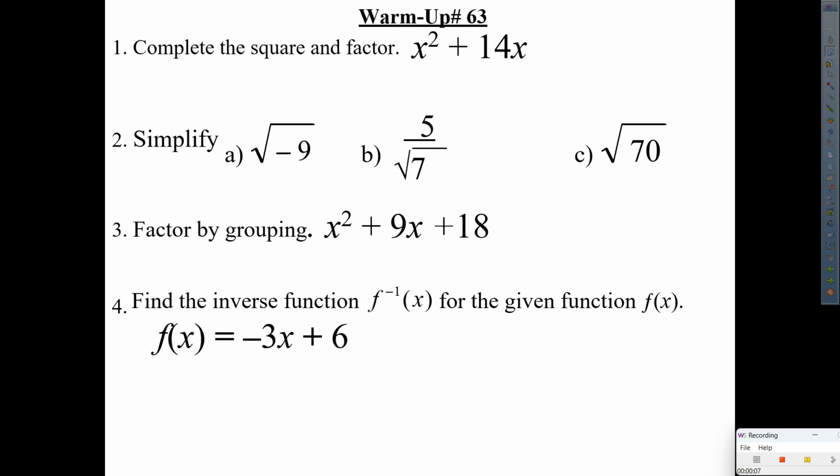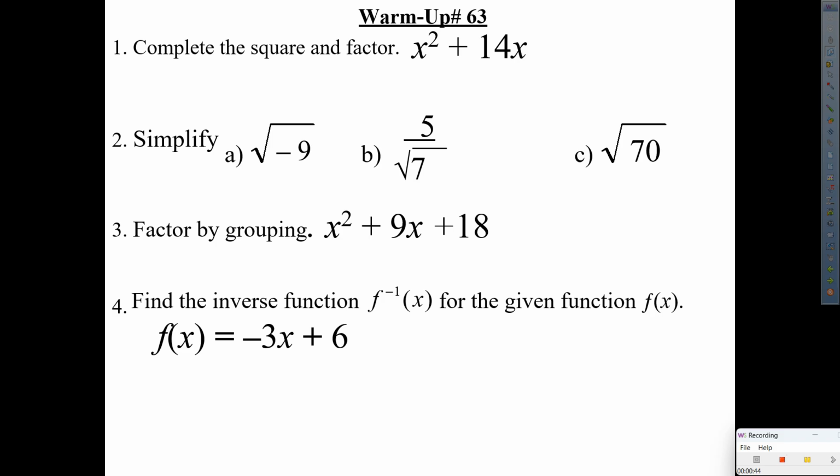Anyways, warm-up number 63 is on the screen. Let's get started, please. I'll give you guys some time. You should be able to do most of it, I believe. Maybe you'll have a little hurdle with number 2, but other than that, everything should be straightforward. I'll give you some time. Go. All right, here we go. Let's get this on the road. Yes? All right, let's go with number 1.